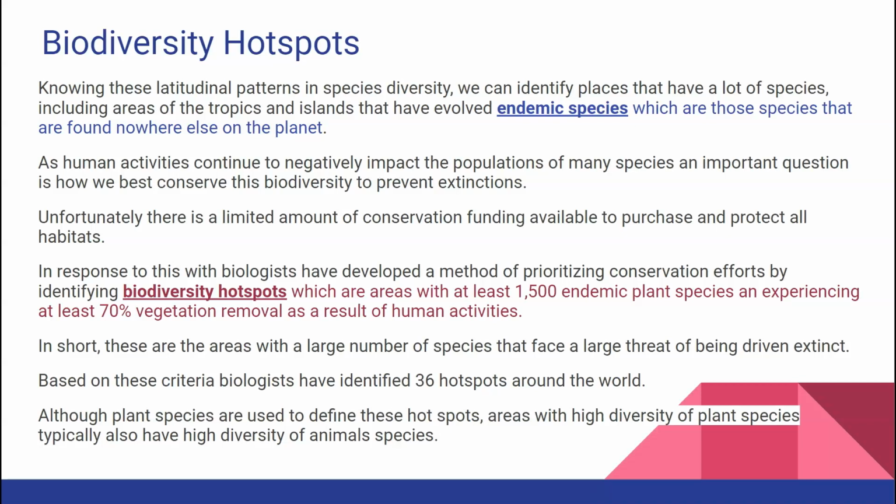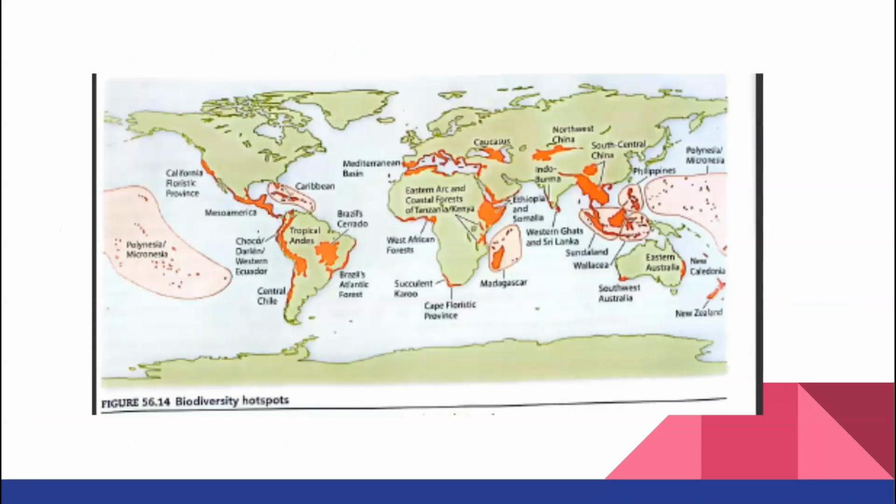So they've created biodiversity hotspots, which are areas with at least 1,500 endemic plant species and experiencing at least 70% of vegetation removal as a result of human activities. So these are the areas with a large number of species that face a large threat. So there's about 36 hotspots around the world, and plant species are used to define these hotspots. So here they are.